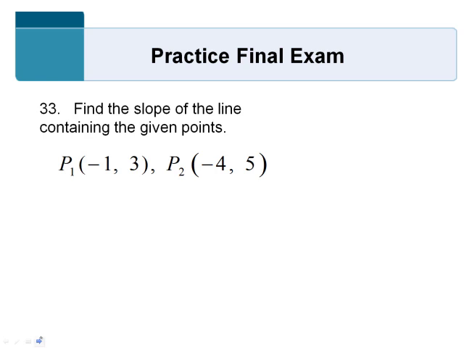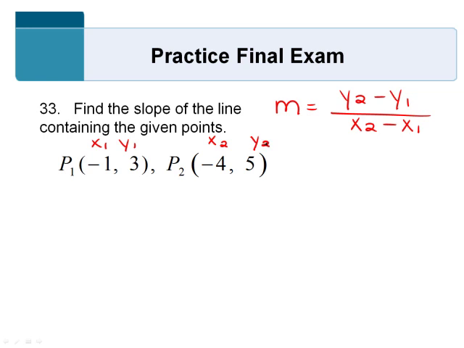Find the slope of the line containing the given points. So, the first thing you have to know is your slope formula, which is m equals y2 minus y1 all over x2 minus x1. So in our ordered pairs, the first one is x1, y1, and the second one is x2, y2. Now, when we do this problem, we're going to set up our formula.